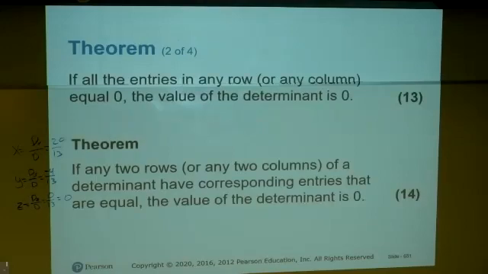And so instead of getting a negative number, you get a positive number. All right, if all entries in any row or any column equal 0, then the value of the determinant is 0, because you're always multiplying by 0. Whether you're doing the minors or you're doing it by the diagonals, you're going to be multiplying by zeros. So all of your determinants would end up being 0. I mean, all the values that you're going to combine are going to be 0.